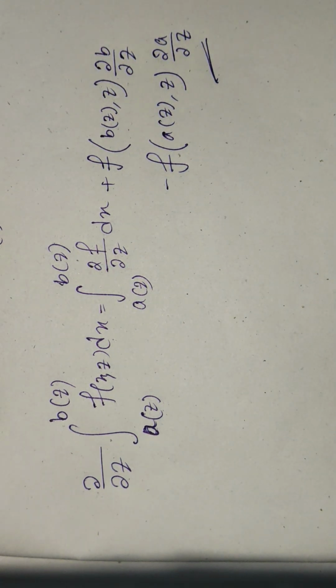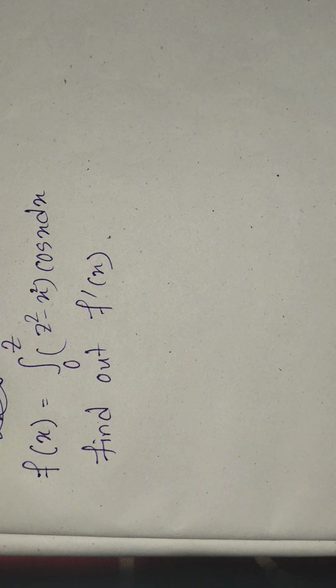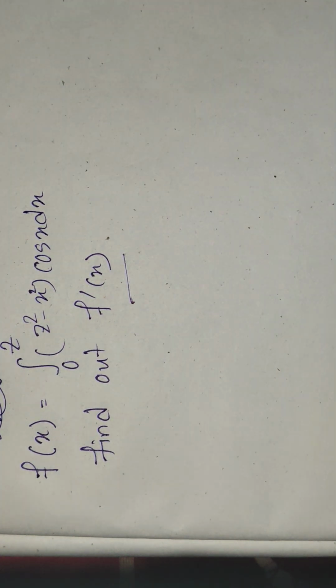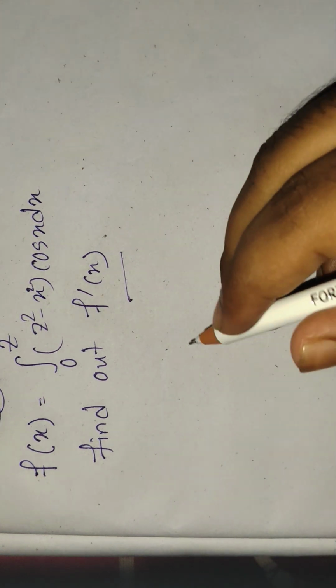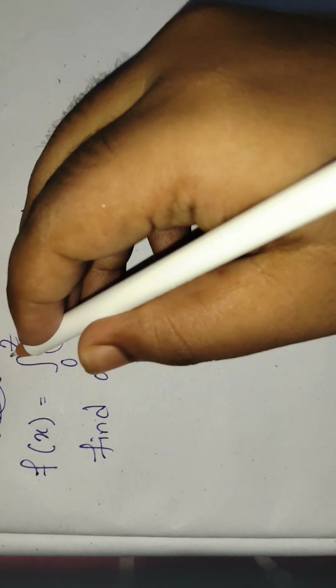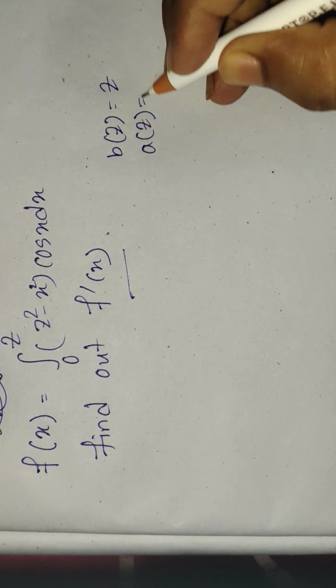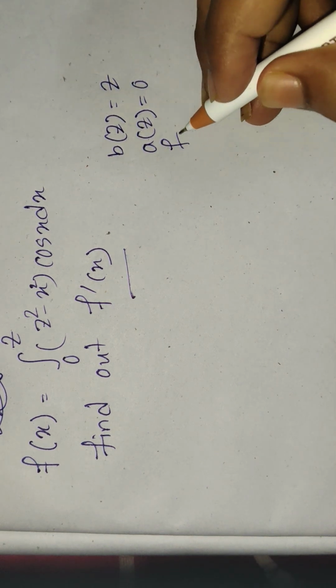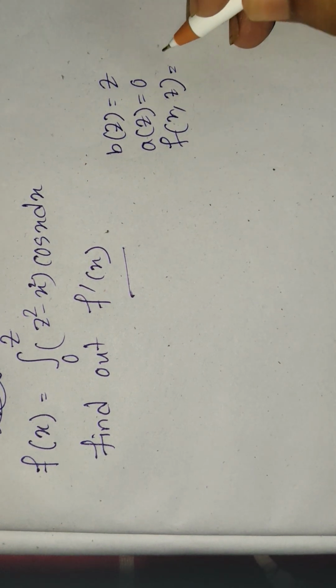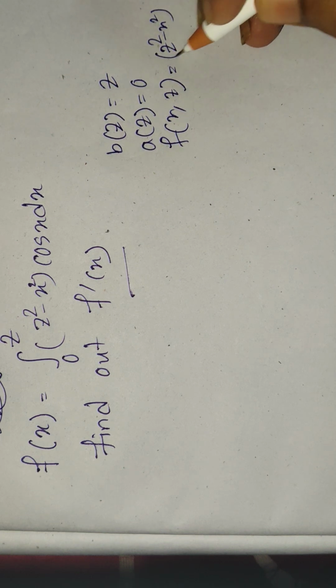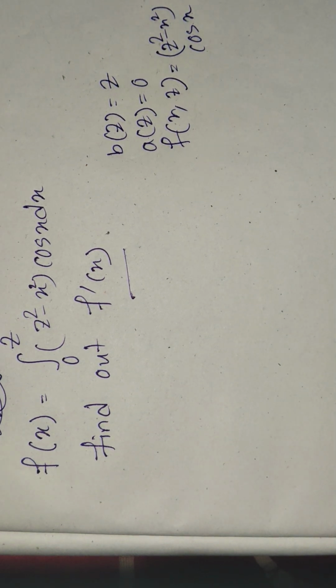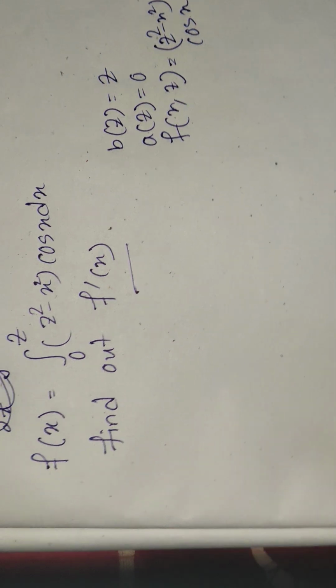Basically the limits are variable, so we can easily use the partial derivative. So let's move on to some questions so that you can understand it more efficiently. In that question we need to solve this differentiation. How will we solve? Using the previous formula we can easily solve that. You can see the upper limit, b(z), is equal to z, and a(z) is equal to 0, right? And f(x, z) is equal to (z squared minus x squared) into cos x. Very nice.